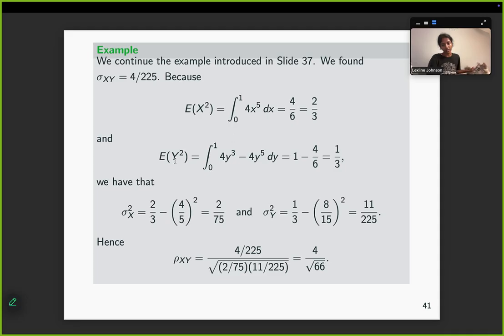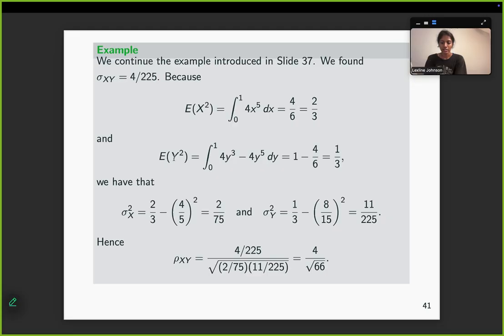And then we can find our variance of x by subtracting, so we get our expected value of x squared minus our expected value of x, and then we square that afterwards. So our expected value of x squared is 2 over 3, which is over here, and then we have our expected value that we calculated previously, 4 over 5, and then we square that, and then we get our variance here, which is 2 over 75.